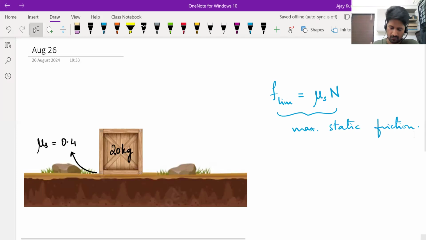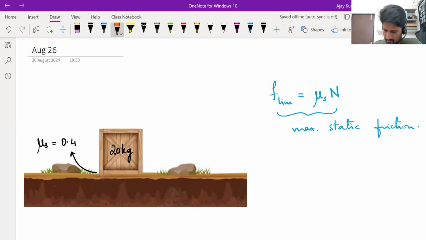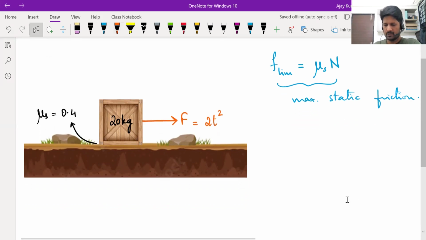So let's say we try to move this block by applying a horizontal force on it. Assume the force is a variable force, a time dependent force, something like 2t square. So depending on the time, the magnitude or the strength of the force increases, it changes.